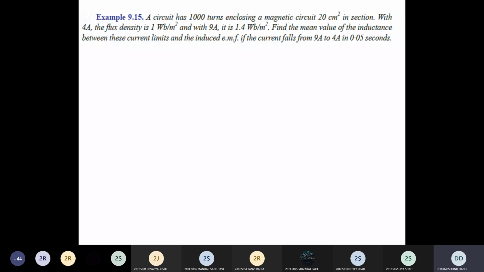So give me the answer of inductance. All of you calculate and give me the answer. Number 38, Malhar Patel, give me the answer of this inductance. Yes, sir. Calculating.